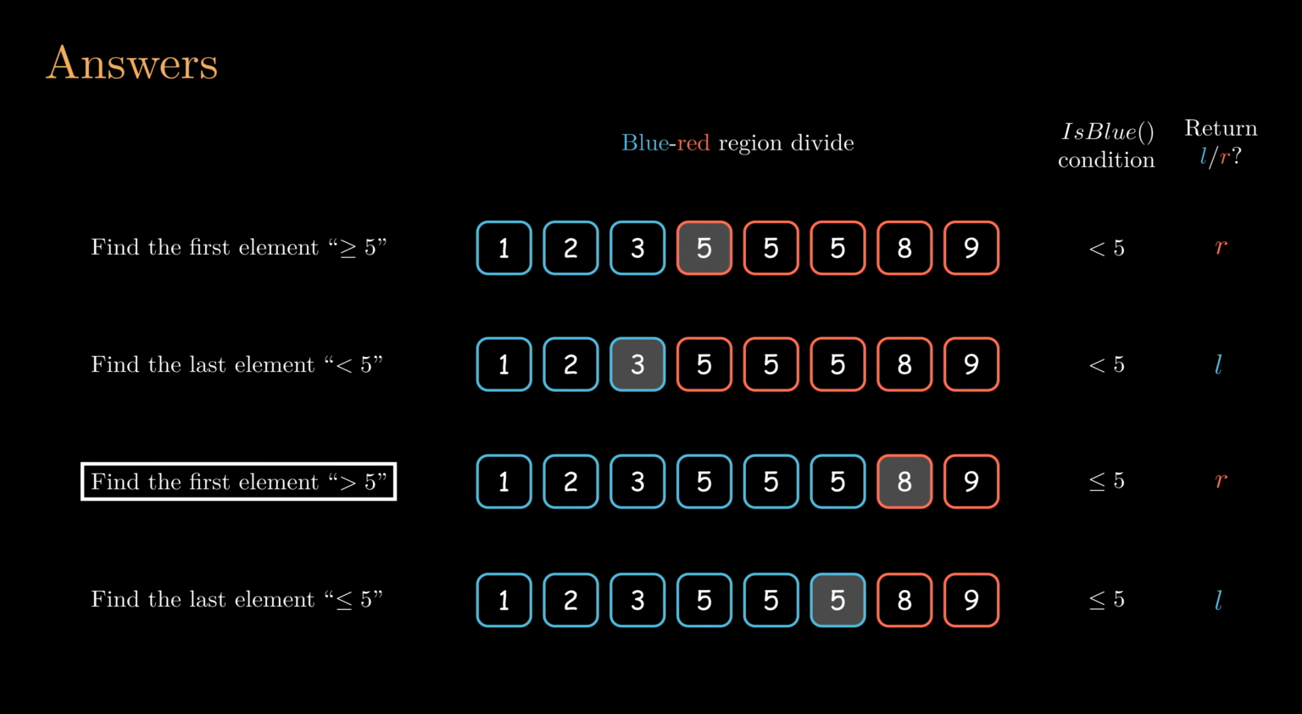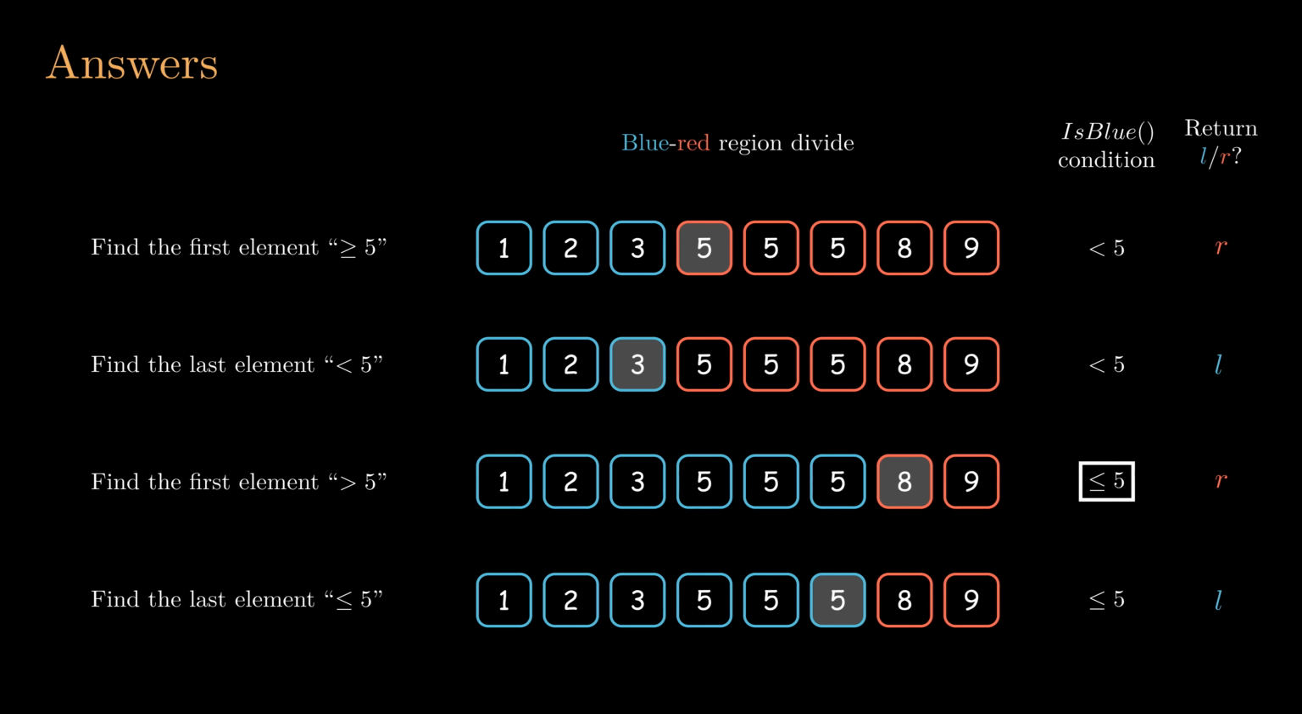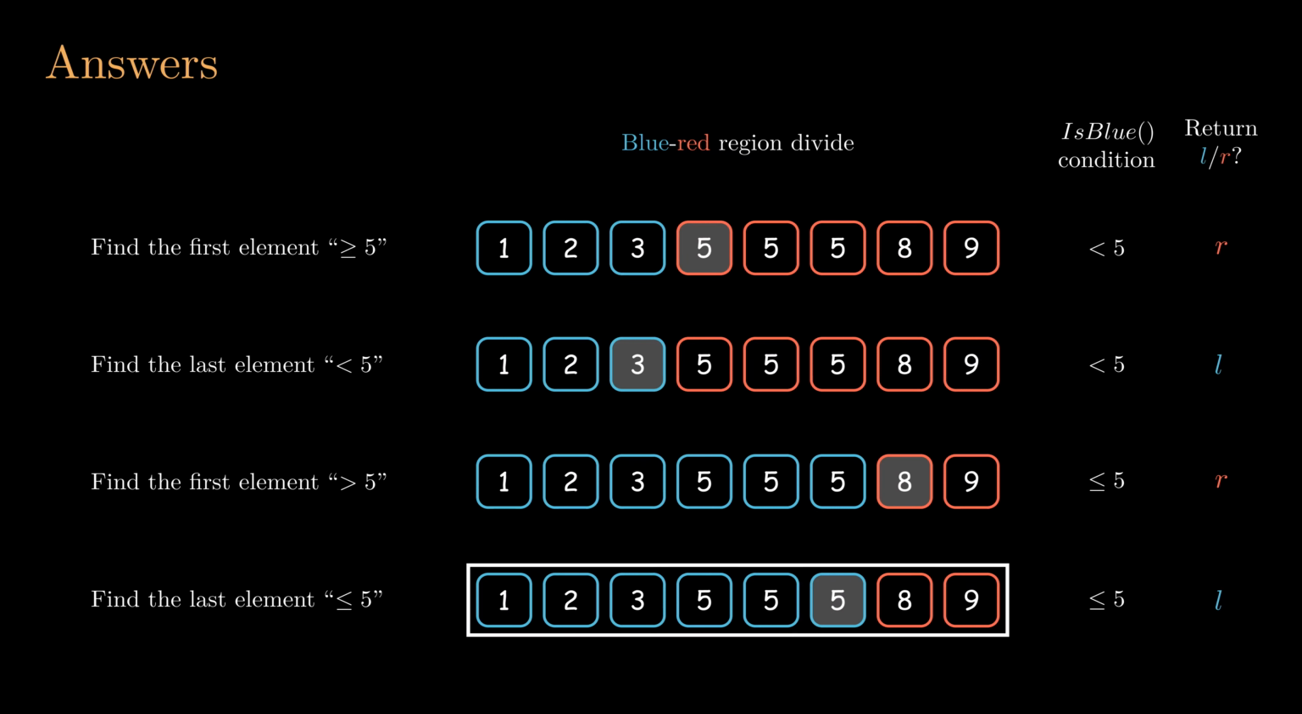The third question is to find the first element greater than 5. We can assign the blue and the red regions like this. Let the elements less than or equal to 5 be blue, and elements greater than 5 be red. The condition for the isBlue function is less than or equal to 5. The program returns R. The last question, find the last element less than or equal to 5. The blue and the red region assignment is the same as the third question, but we need to return L.